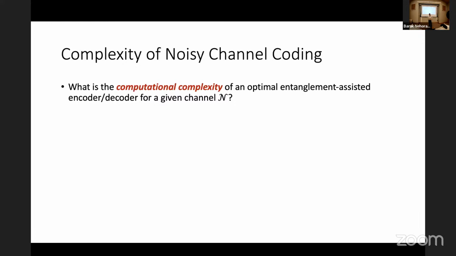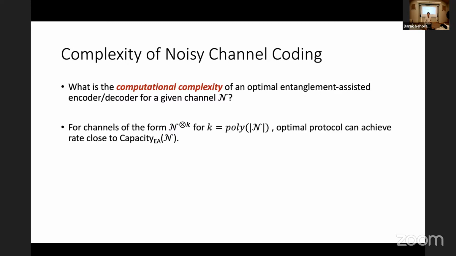But now you think, all right, in the real world, I actually want to transmit something through some noisy channel. And of course, you want to do it in an efficient way. So now you're forced to confront issues of computational complexity. Suppose I hand you a description of a noisy quantum channel N. Can you achieve this capacity, the optimal capacity, with a polynomial-time encoder and decoder?